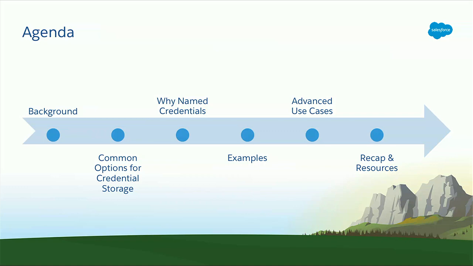I want to walk through some examples. I think examples are the best way to show just how simple and easy they are to use. Cover off some advanced use cases for those of you who may have used named credentials before or want to do some things with it that are a little bit more complicated than what's available just with the easy steps. And then finally, present a quick set of resources for those of you who want to go away and learn some more about named credentials and use them within your Salesforce projects.